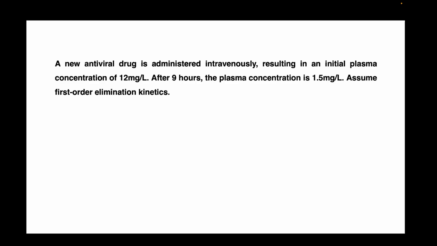Please try to solve. After I get few answers, we'll then solve it for everyone else together. Repeating the question, a new antiviral drug is administered intravenously, resulting in an initial plasma concentration of 12 mg per liter. After 9 hours, the plasma concentration is 1.5 mg per liter. Assume first order elimination kinetics and calculate the half life of the drug.